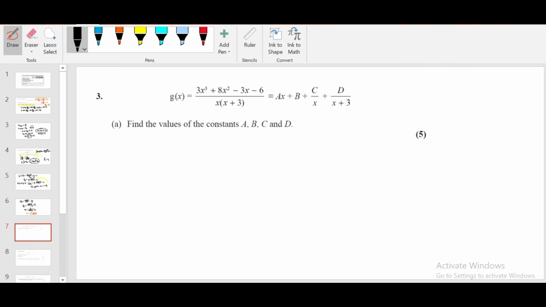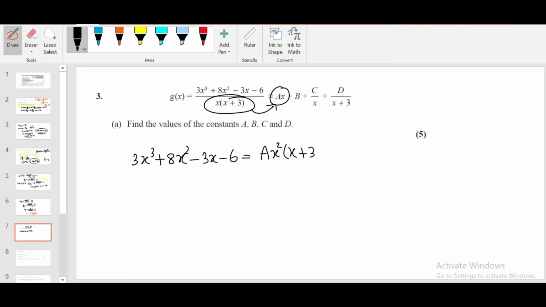Find the values of a, b, c. I'm going to take this denominator and multiply both sides. So I will get 3x cubed plus 8x squared minus 3x minus 6 is, when you multiply this by ax, it becomes ax squared times x plus 3, bx times x plus 3. When you multiply this by x times x plus 3, the x's will be cancelled. c times x plus 3 and d times just x.